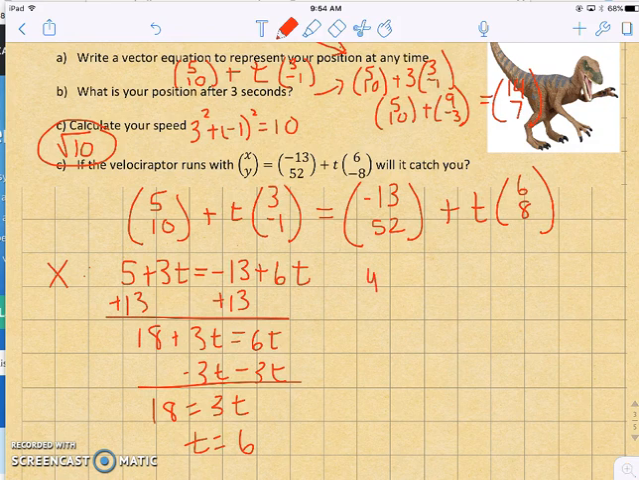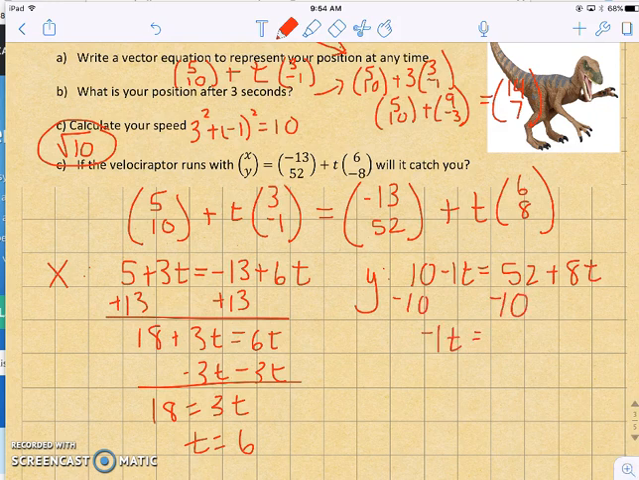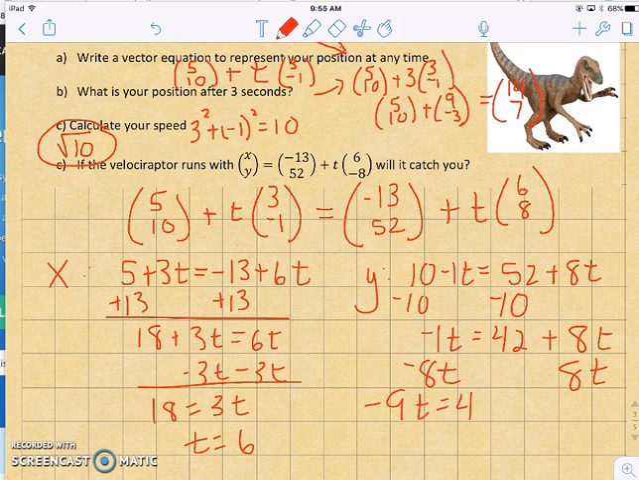And we're going to check our y's here. So our y's are 10 minus 1t equals 52 plus 8t, minus 10, minus 10, -1t equals 42 plus 8t, minus 8t, so -9t equals 42. So t equals 42 over -9.